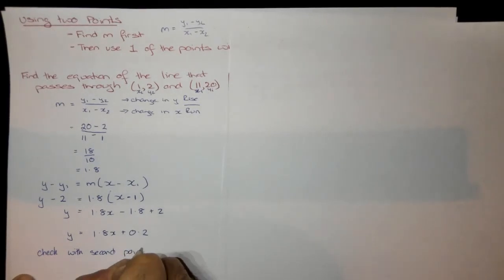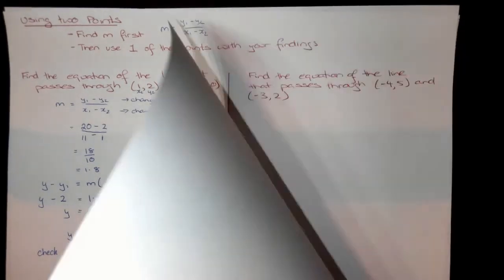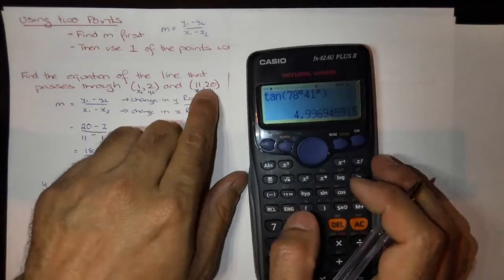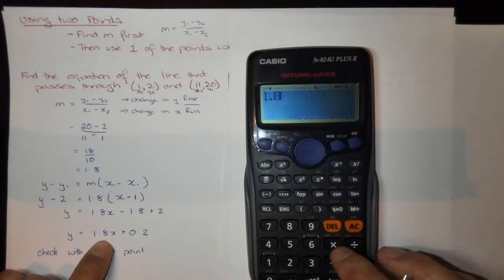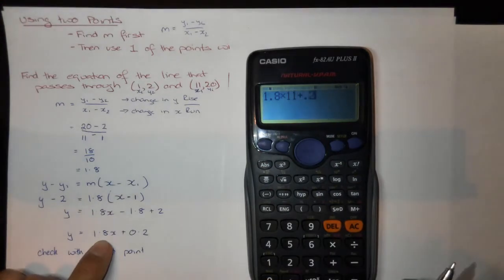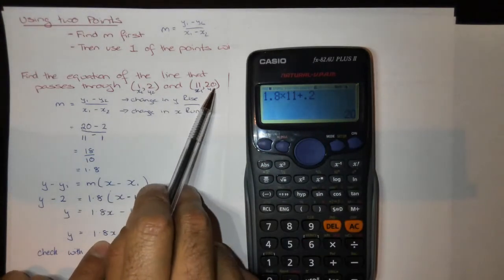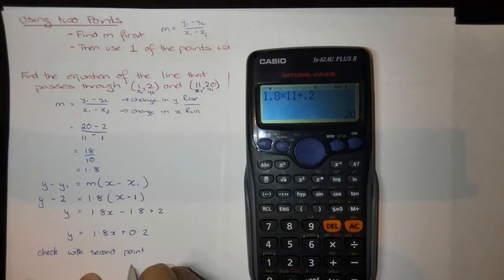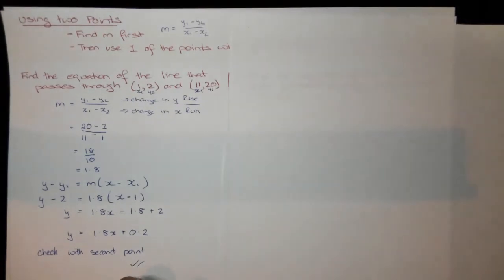Alright, so I'm going to use this 11 and 20. So 1.8 times my x value, which is 11, plus 0.2 gives me 20. And that's exactly what I want. So I know that I'm correct. I should move on to the next question.